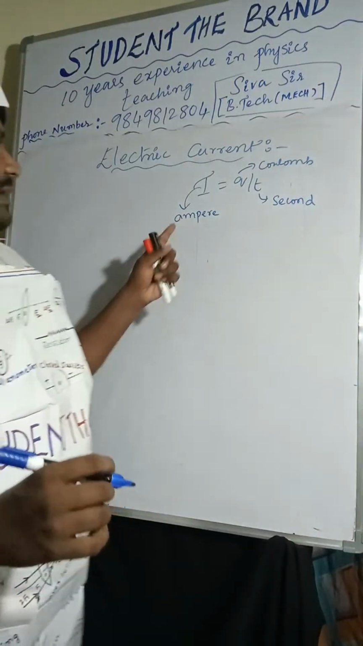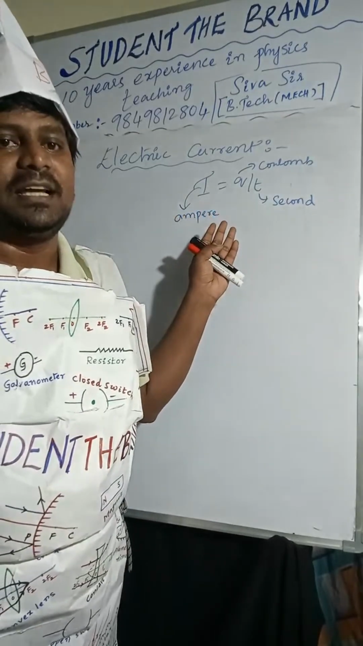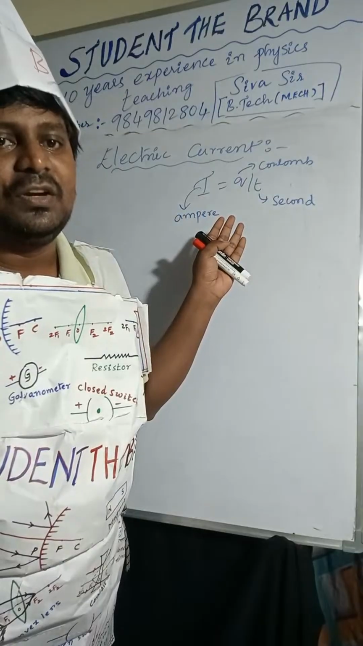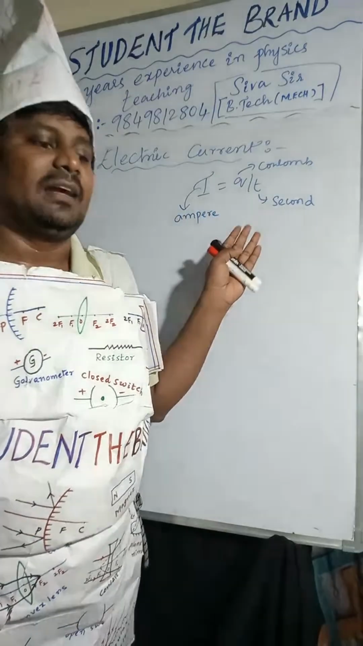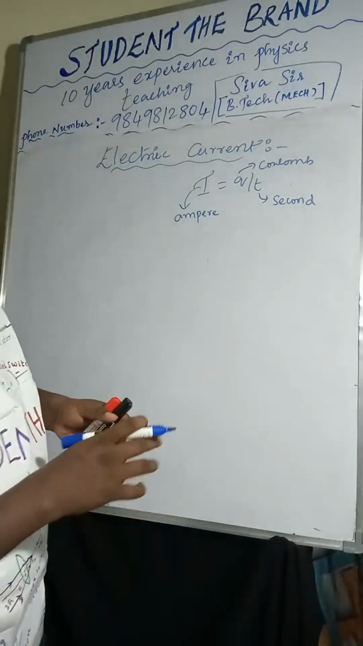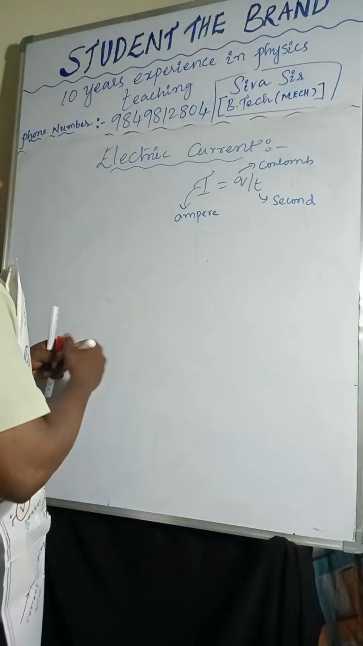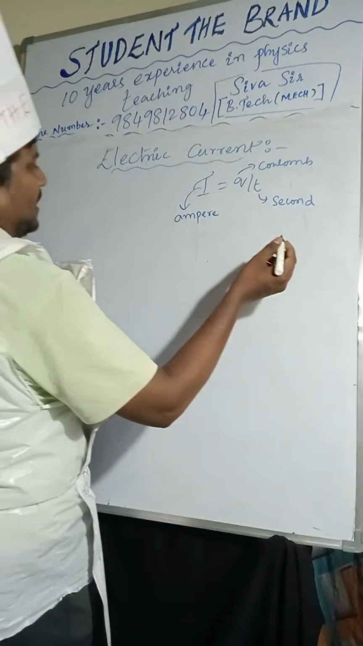Electric current is defined as the flow of charge through unit cross-section area. So I equals Q by T. The SI unit of current is ampere, the SI unit of charge is coulomb, and the SI unit of time is second.